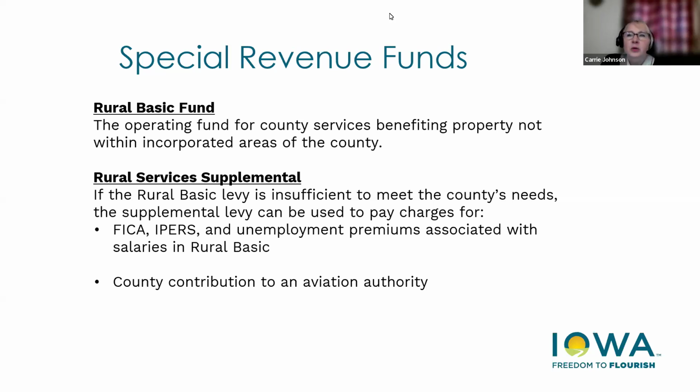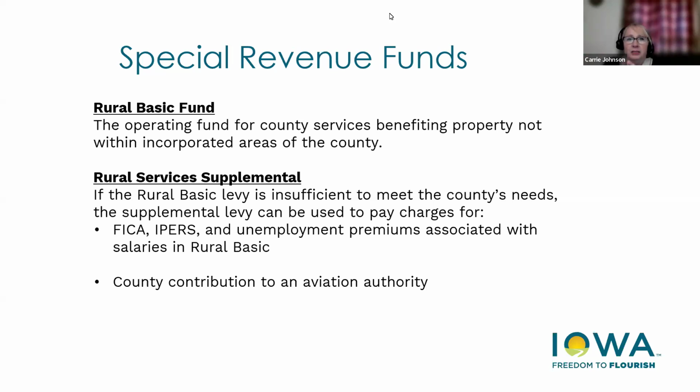And then going to our next category of funds, when we talk about special revenue funds, again, these are restricted in use. When you look at your budget, you'll see a category of special revenue funds. So one is your rural basic fund, and this is restricted in use because it's intended to benefit primarily your rural residents, those that live outside of city limits.